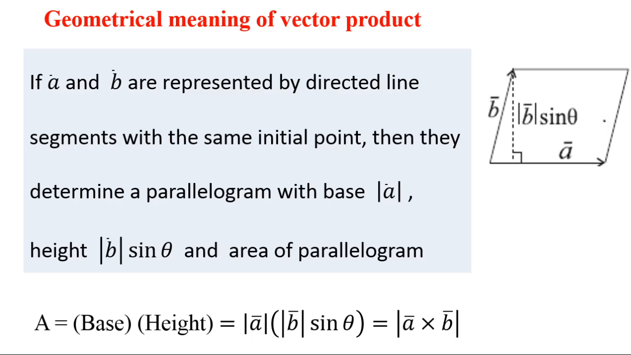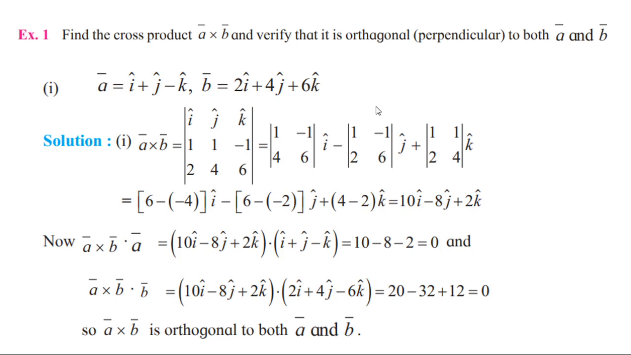So ab sin theta, and we have just seen that ab sin theta is the magnitude of a bar cross b bar. So if we want the area of the parallelogram whose adjacent sides are represented by vectors a bar and b bar, then this method says find their vector product and take the magnitude of their vector product, that gives you the area of the parallelogram. Here are some examples. We'll see a few examples which are based on vector product.